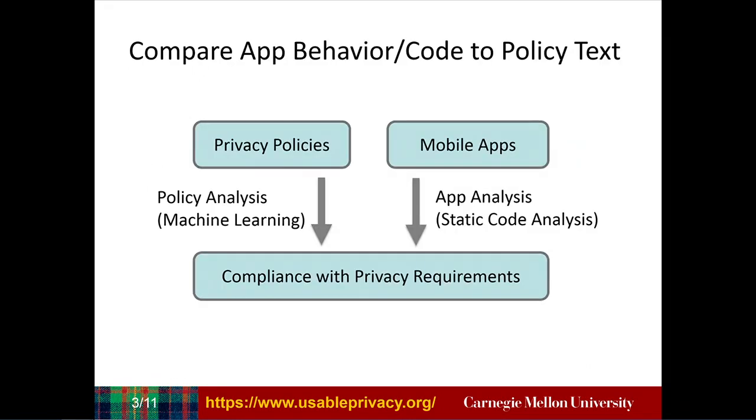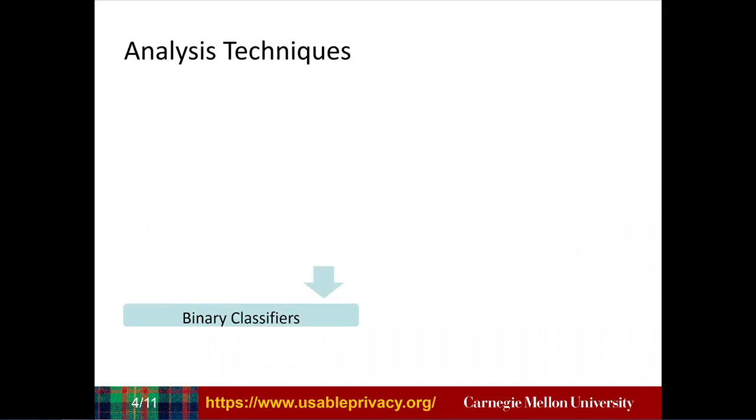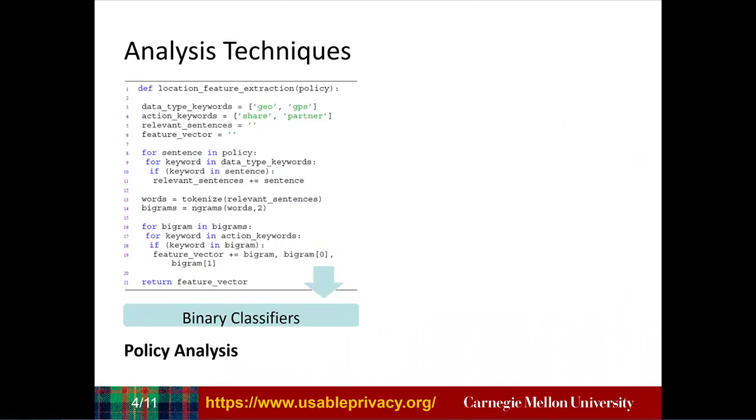What we need to do for our work is, on one side, we have the privacy policies, and on the other side, we have mobile apps. And we need to analyze these two domains. For the privacy policies, we do that by using machine learning. And for mobile apps, in order to obtain scale, we use static code analysis. So let's take a look at how the machine learning side of things works.